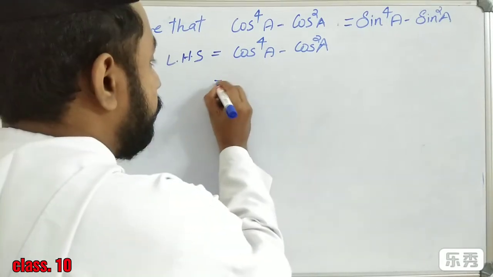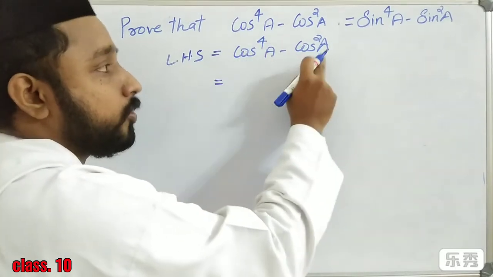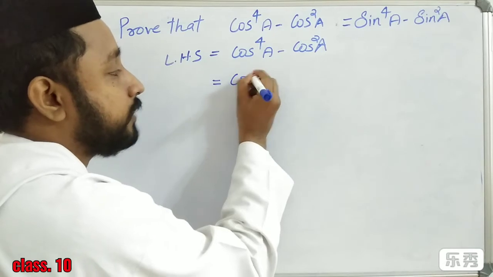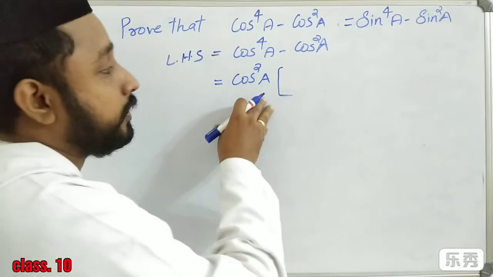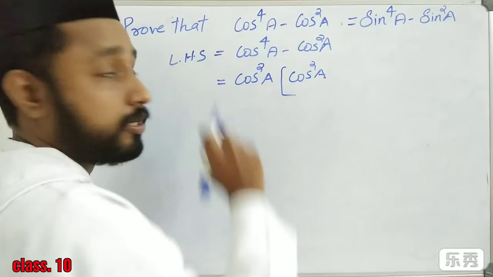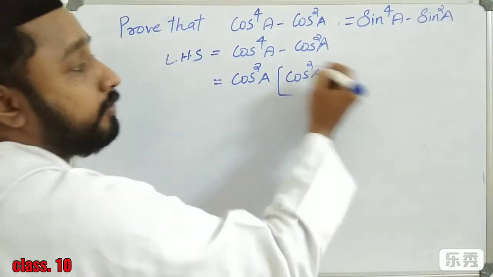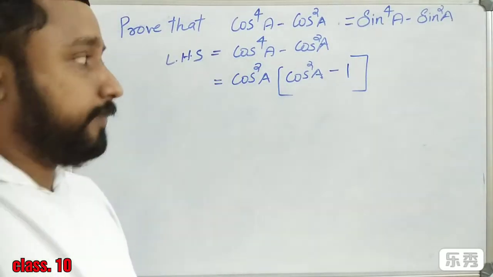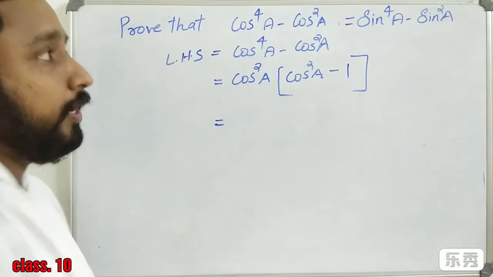Here cos raised to 4a, here cos square a. We can take cos square a outside. Then cos raised to 4a, when we take cos square a outside, remaining is cos square a, since cos square a into cos square a is cos raised to 4a. Therefore cos square a minus, here cos square a, when we take cos square a outside, remaining is 1. So the first step gives cos square a into cos square a minus 1.